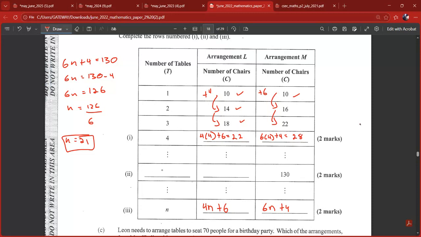So I'm replacing n here with 21. That is the number of tables. So you have 21 tables there. Now, the number of chairs for arrangement L when you have 21 tables will be 4 by 21 plus 6, which is basically 90. That is my answer there.